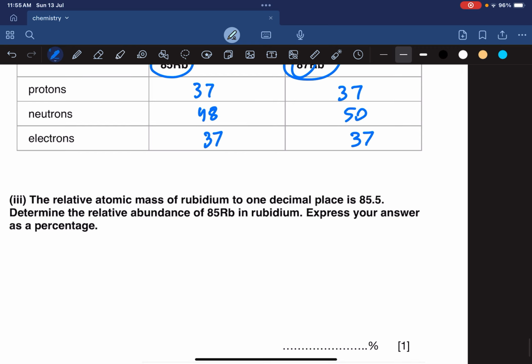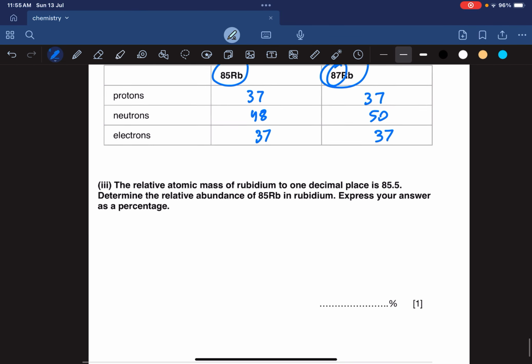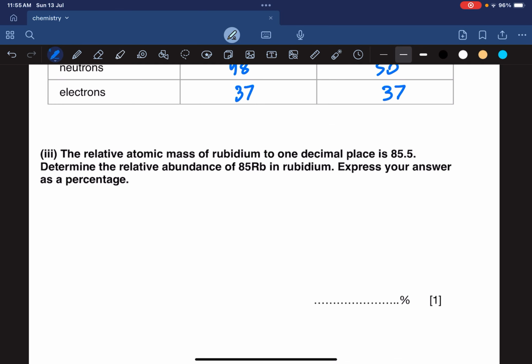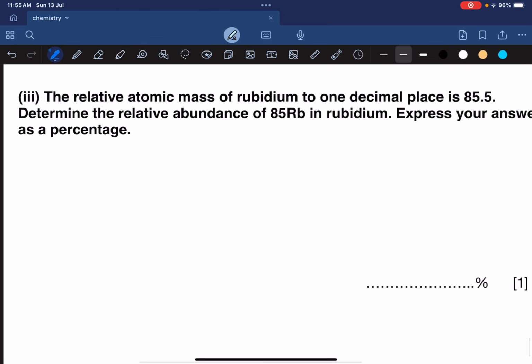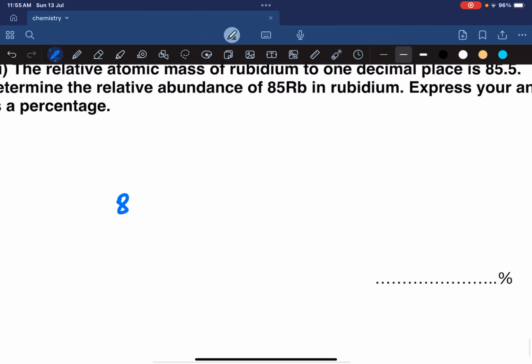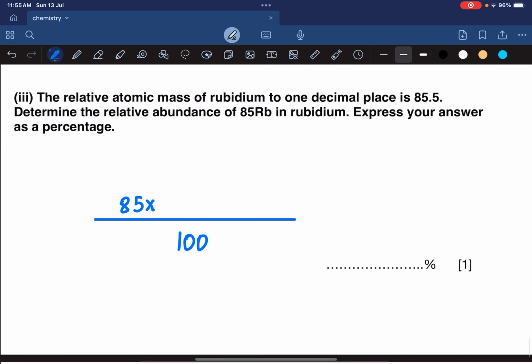The relative atomic mass of rubidium to one decimal place is this. Determine the relative abundance of 85 Rb in rubidium. Express your answer as a percentage. Okay, try to understand this thing that I'm going to explain right now. I don't know if you get this or not. If you simply use the formula, that's going to be the mass number, which is 85, upon the sum of total abundance, which is obviously going to be 100. 85 multiplied by x.